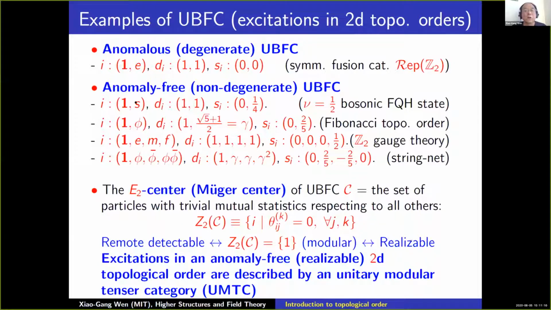And all these others, for example, are modular, and their Z2 center, the Müger center, is trivial. But for this one, the Müger center is itself, so it's non-trivial. So this one is anomalous, not realizable, and those are realizable. This led to the conjecture that unitary modular tensor categories, where the Z2 center is trivial, classify two-dimensional topological order.